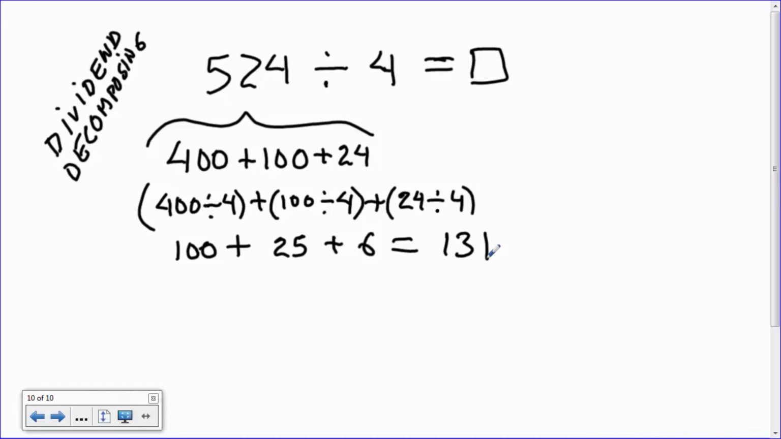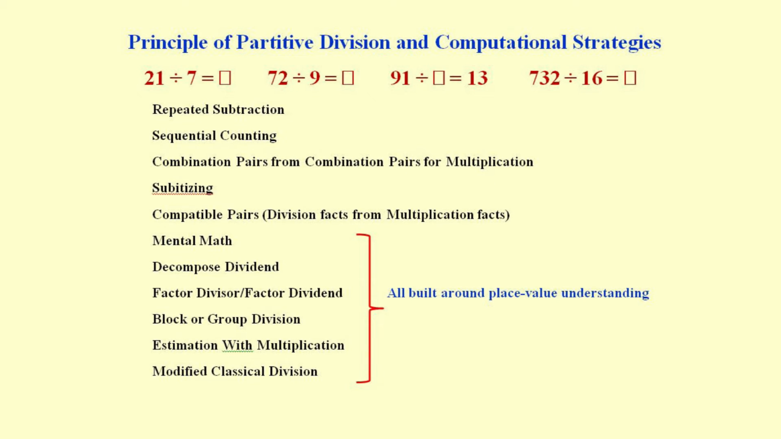Okay, so again, that strategy is called dividend decomposing, and it works even when there are remainders, because it could be that in this particular problem I could have written 526, and then this would be 26, and what I might do at that point in time is write it as 24 plus 2, go through these steps, and I've got this 2 that's left over. Now again, depending on the nature of the objects in the dividend set, I may have a remainder of 2, or I may not have a remainder of 2. If that's 2 cookies, they're not a remainder, okay? All right, so that's dividend decomposing.